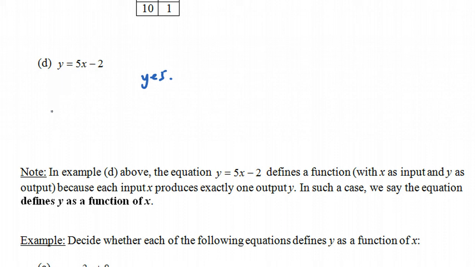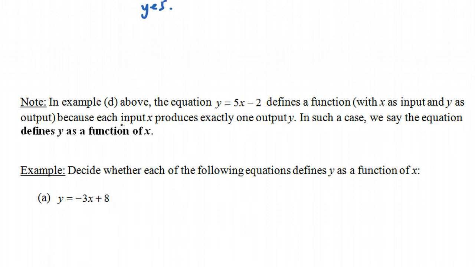Now, this last example is kind of important. In example D above, the equation y equals 5x minus 2 defines a function with x as input and y as output, because each input x produces exactly one output y. In such a case, we say the equation defines y as a function of x. That means x is the input and y is the output.